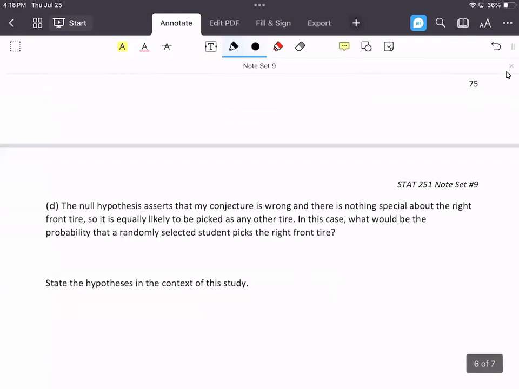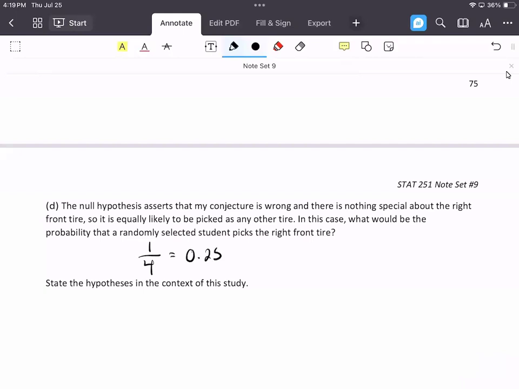Now, the null hypothesis asserts that my conjecture is wrong and there's nothing special about the right front tire. So it's equally likely to be picked as any other tire. In this case, what would be the probability that a randomly selected student picks the right front tire? Now, think about it. How many tires are there? Well, hopefully you said 4 tires. And we're looking at choosing one.